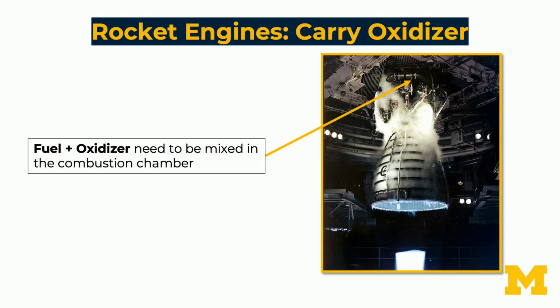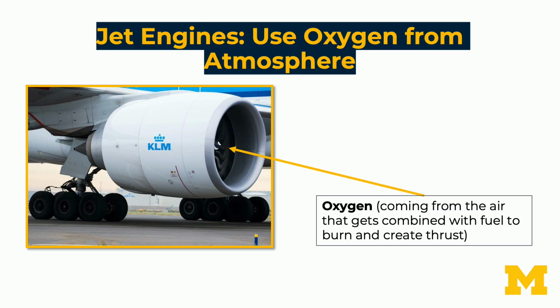So in a rocket engine, we know that a rocket engine has to operate in space. And so a rocket engine has to carry both the fuel and the oxidizer with it, and those have to be combined to basically make the rocket go. In a jet engine, the oxygen comes from the air that it's flying through, right? So we basically use fuel on board the jet, but we use oxygen coming from the air.